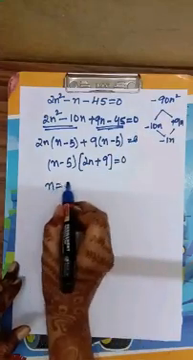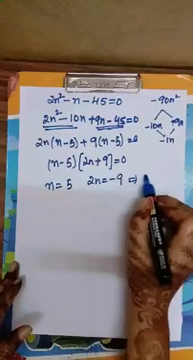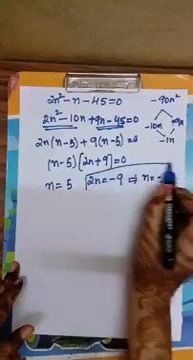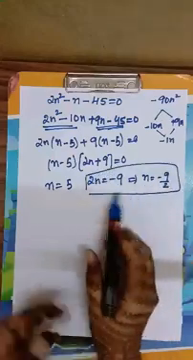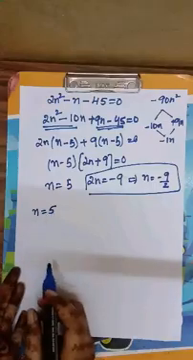So n is equal to 5, 2n is equal to minus 9. That implies n is equal to minus 9 by 2. This we are going to discard. So we are going to consider only n is equal to 5. We got the value of n as 5.